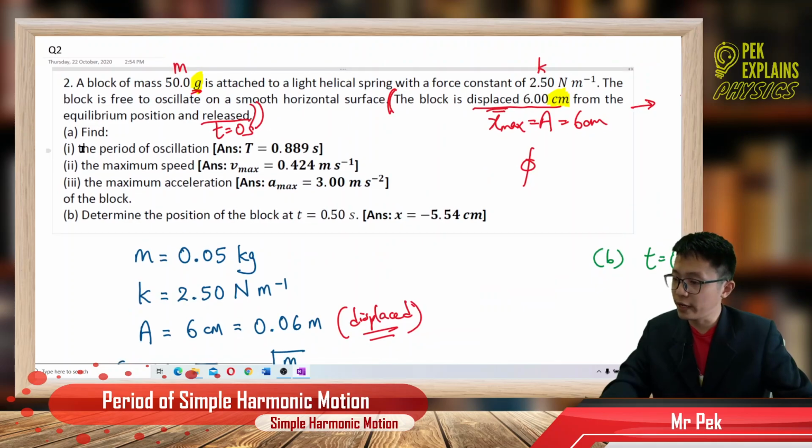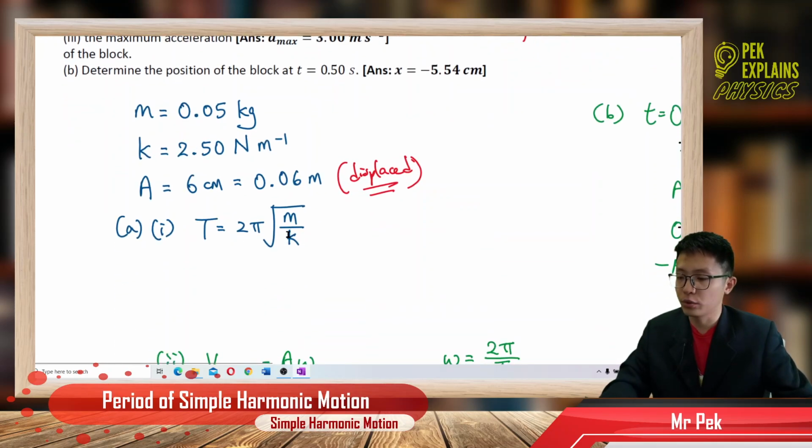So we want to find the period of oscillation now. This is a spring mass system. So the formula is 2 pi square root m over k.